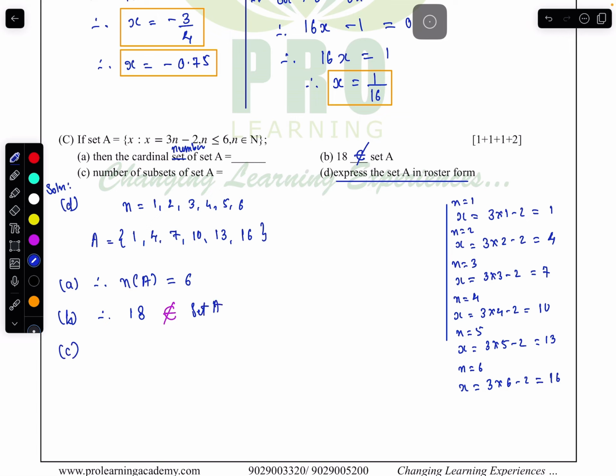So we go to C now. The number of subsets of set A. We know the formula is 2 raised to the power n, where n is the number of elements. So 2 power 6 would make 64. Therefore, 64 subsets are possible.